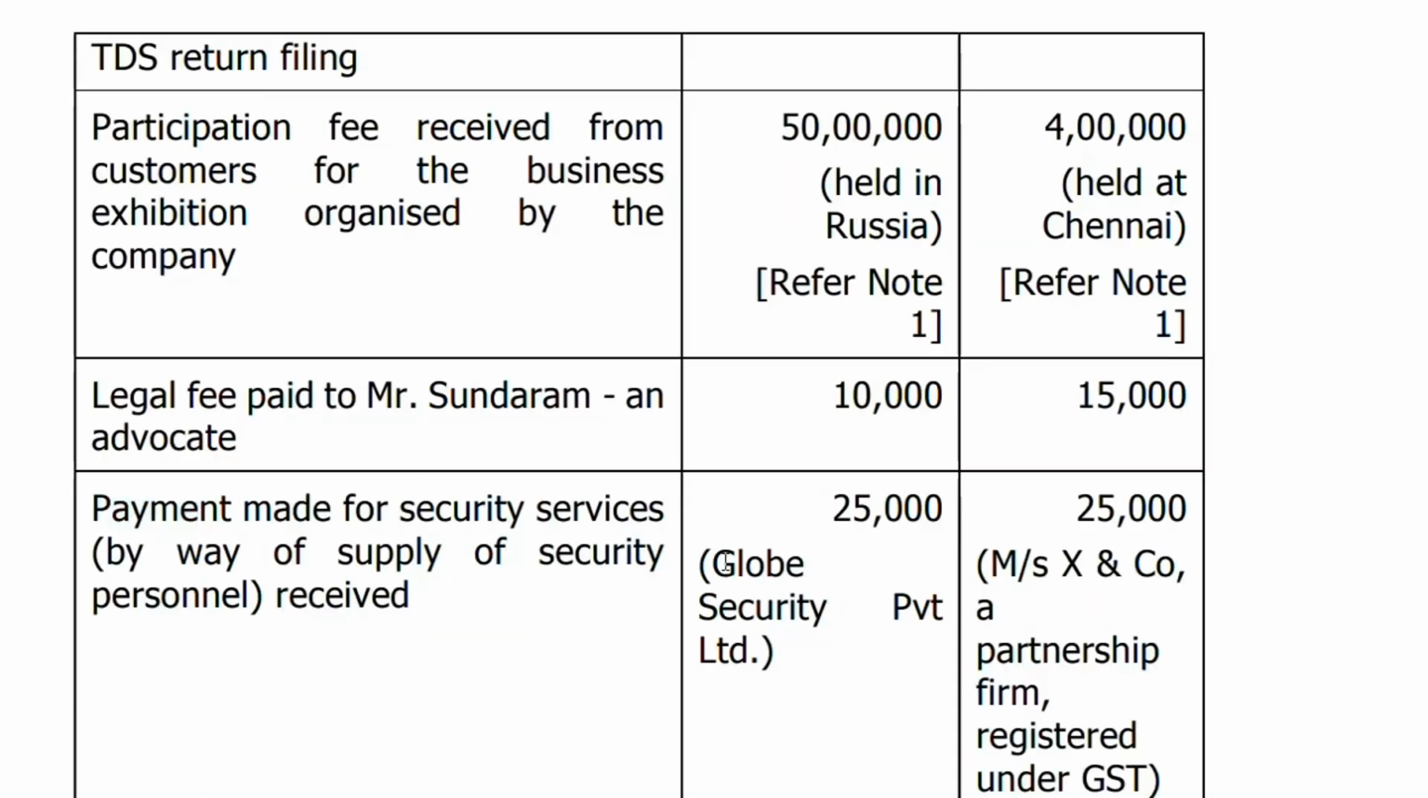Here the service is given by Globe Security Private Limited for Kolkata. In that case, it is a body corporate. So RCM is not applicable. What they have given: one, it should not be received by those four persons. Okay, this enterprise does not belong to those four categories. And the service should not be given by whom? Body corporate. Here, it is given by a body corporate, so RCM is not applicable.